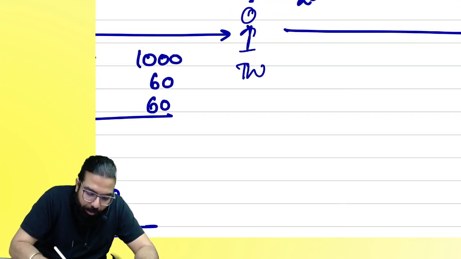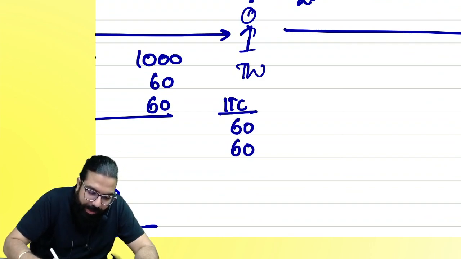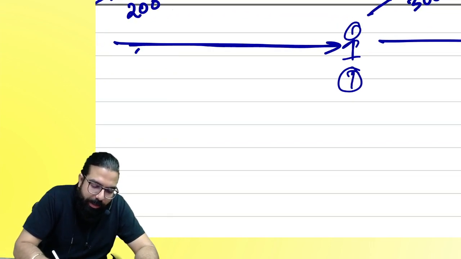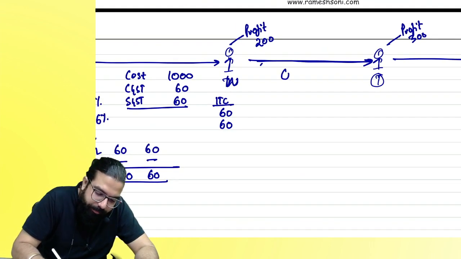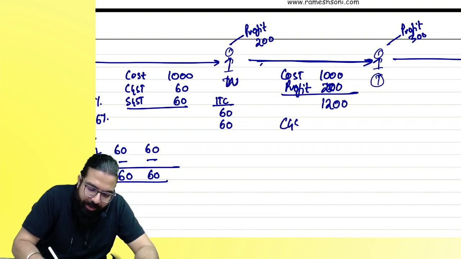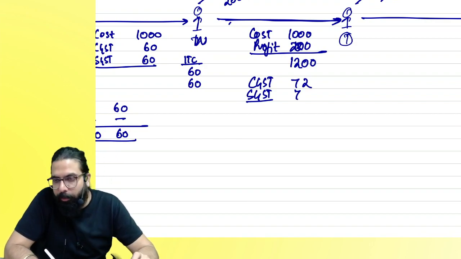Now, will he get input tax credit? How much? 60, and this guy got the credit. The wholesaler got it. He went ahead and sold it. Can you tell me what his cost is, everyone? 1000 plus profit, how much? 200 rupees, right? So 1200. Can you tell me CGST and SGST will be how much? 6% and 6% is 72 each.